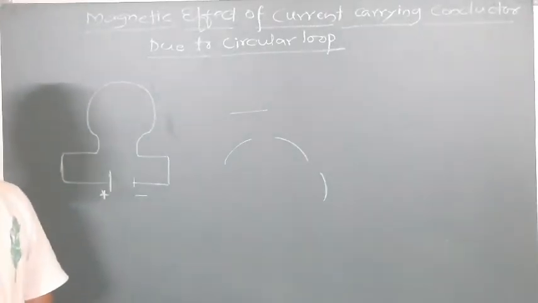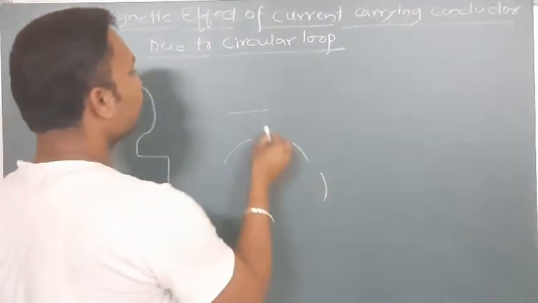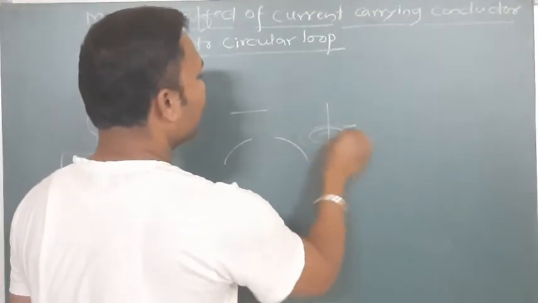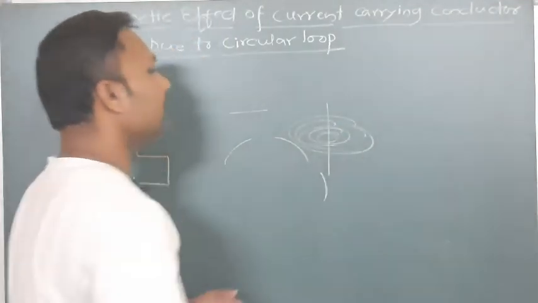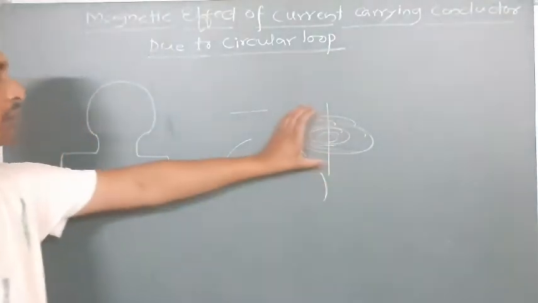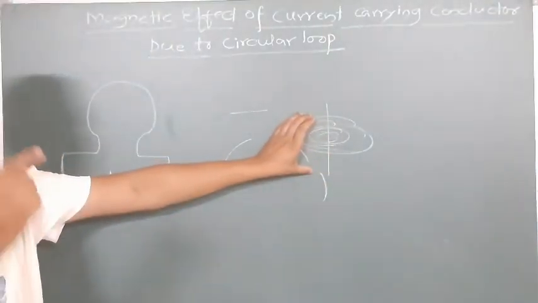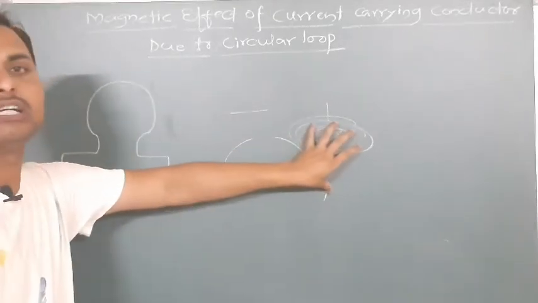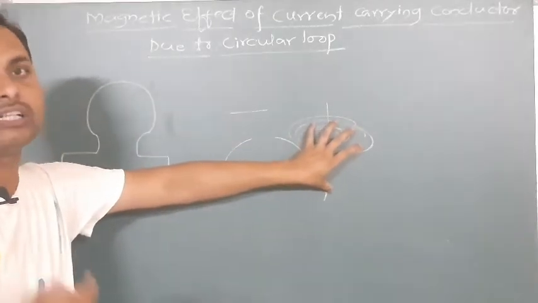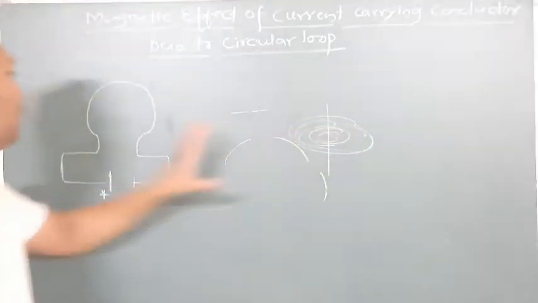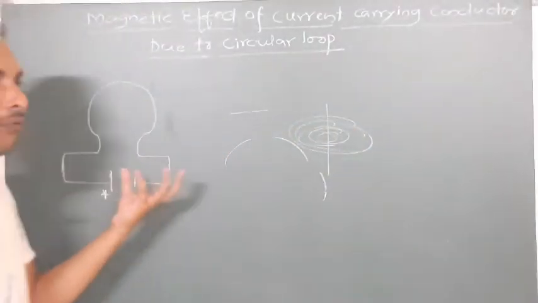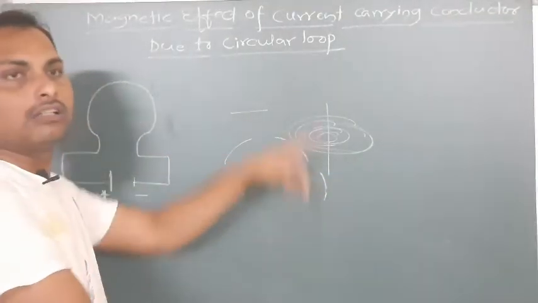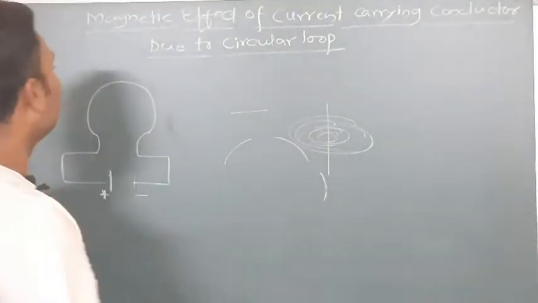And how, in the last class, we discussed, if a straight conductor is there, how the magnetic field will be generated. Whatever magnetic field is generated through this conductor is in concentric circles, like this. Here also it is the same way, because this circular loop is also made up of many straight conductors. So here also the same.